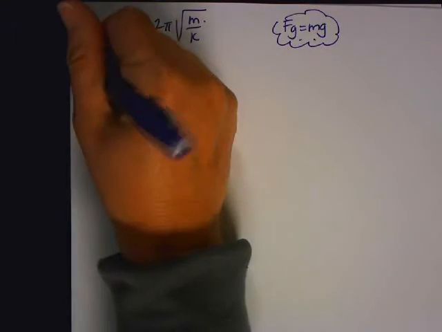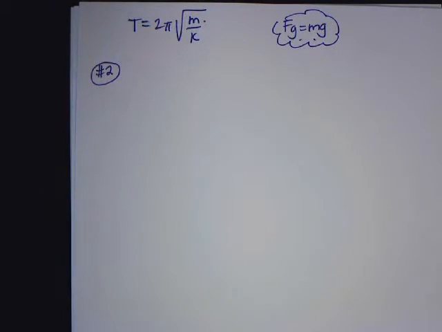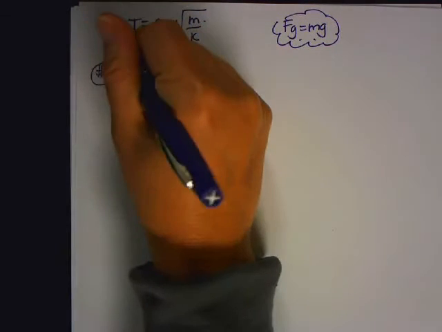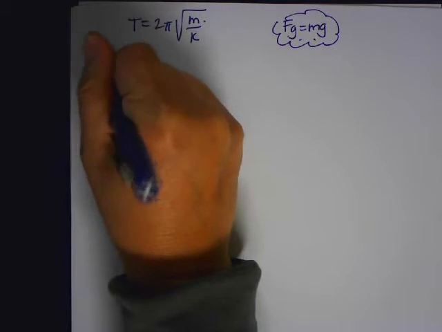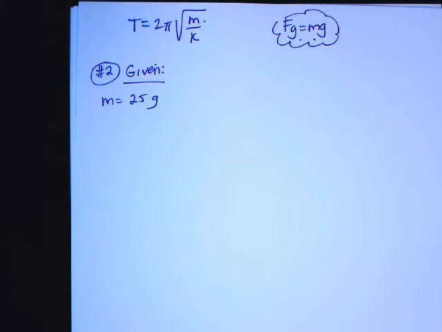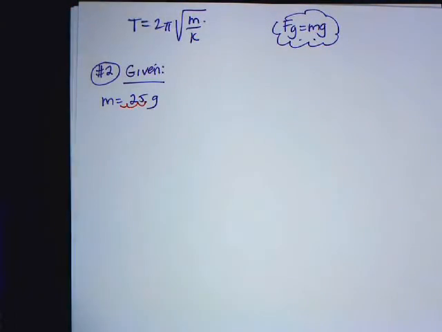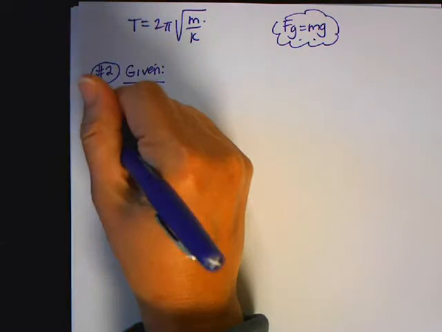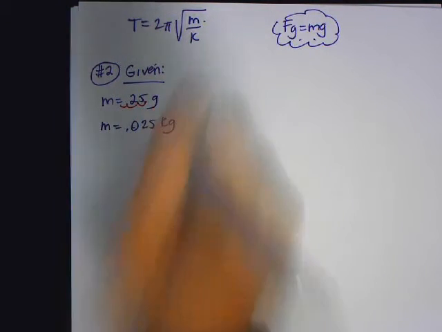All right, so let's look at number 2. So number 2 says when a mass of 25 grams, so we're going to write our given, the mass is equal to 25 grams. Now, we don't use grams. We always use kilograms. So the first thing I want to do is convert that. So here's my decimal point, 1, 2, 3. So the mass is equal to 0.025 kilograms.